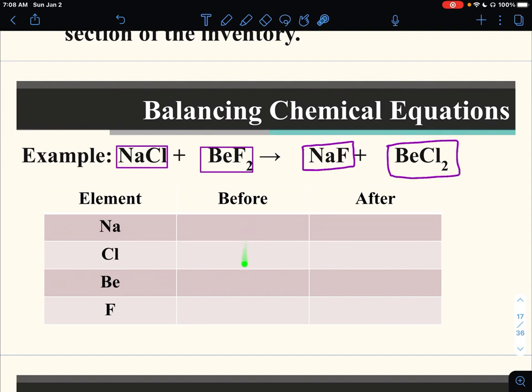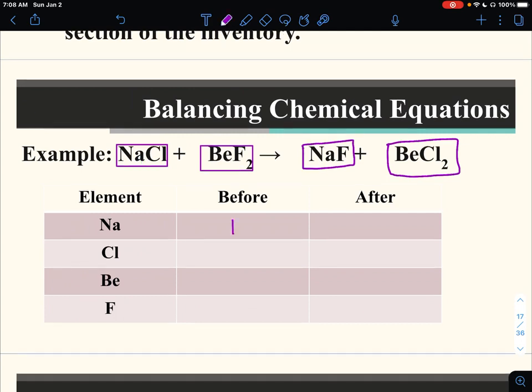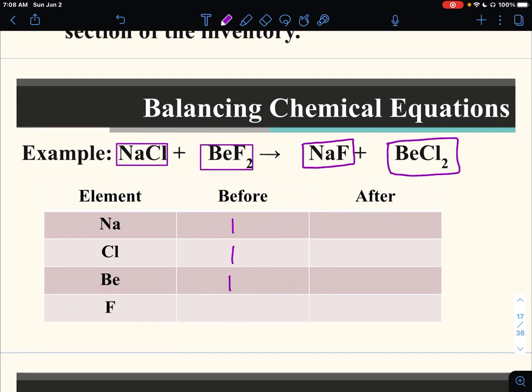So right now, I'm just going to write how many I have, okay? And that's going to come from the subscripts. So for Na, I have 1. For Cl, I have 1. Be, I have 1. And then F, I have 2 before the arrow. After the arrow, Na, I have 1. F, I have 1. Be, 1. And Cl, 2. So now what you're doing with the work here is getting these two columns to match each other. Okay, then we will know we have the same amount of each atom on both sides.